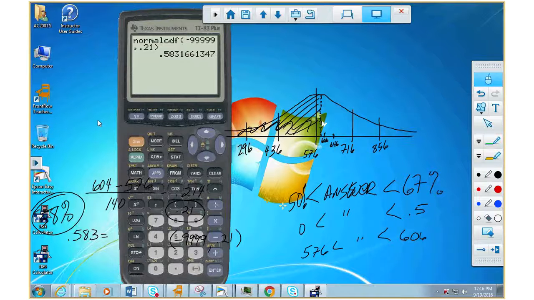I didn't put 0.99999. See, and it sounds like hers did. Okay, look, lower is negative 99999, upper is 0.21, the mean is 0 and the standard deviation is 1. And hers says the same thing. Yeah. Hers is the same.